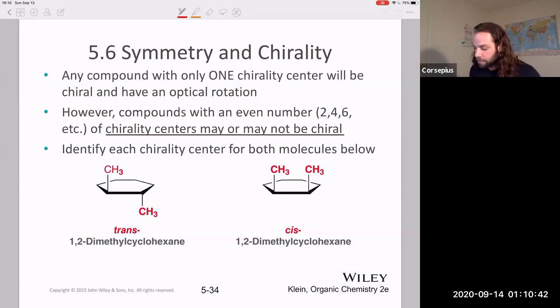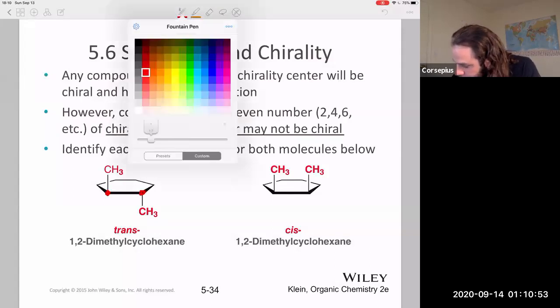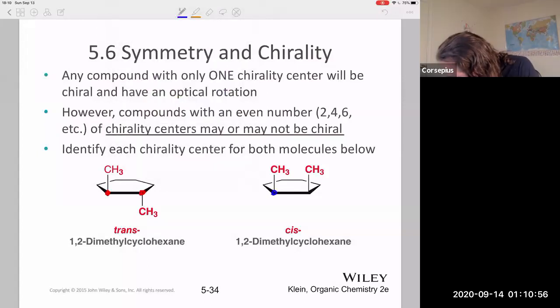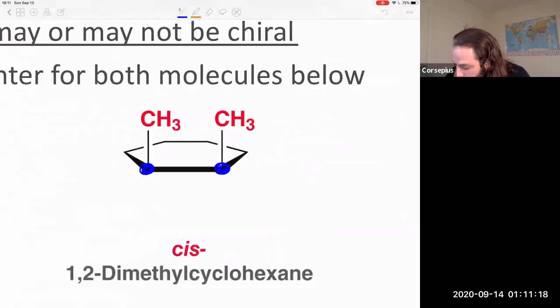Both of these compounds have chiral centers, right? So we could go in: this is a chiral center, this is a chiral center. Likewise, this is a chiral center, and this is a chiral center. So we would expect them both to have an enantiomer. It turns out that one of these doesn't. Remember, what is the definition of an enantiomer? Its mirror image is not superimposable, it's chiral. Let's just take this one here and draw its mirror image.